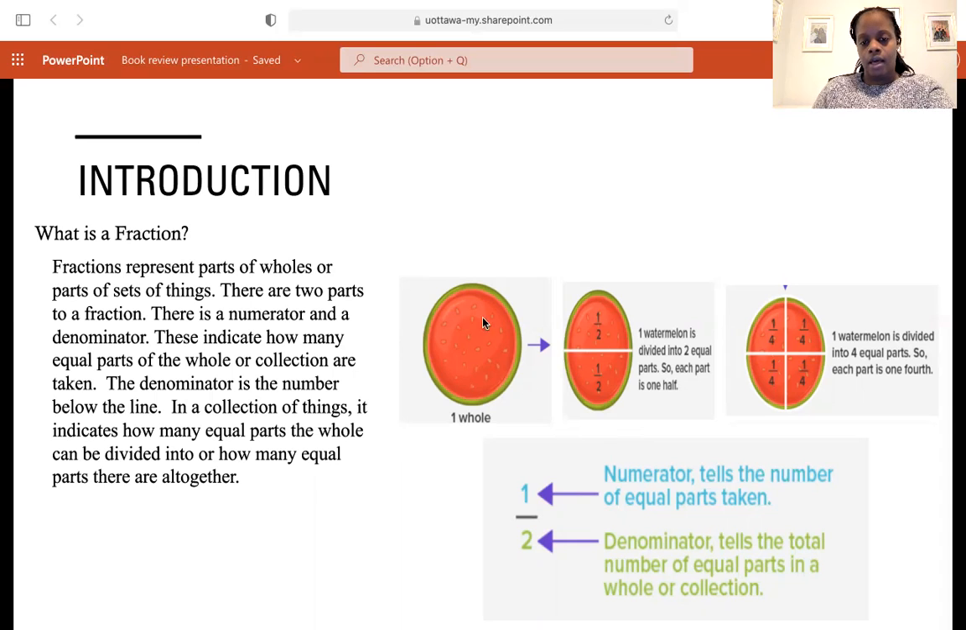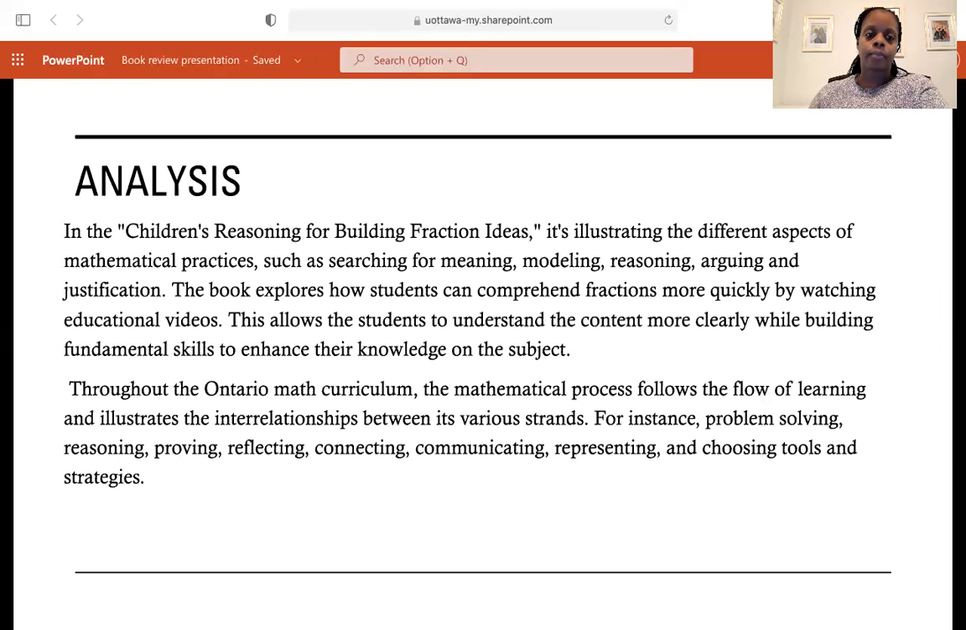Well, this is a watermelon, and it shows the whole watermelon. When it's cut into two halves, or divided into two, you can link it to division and addition, or subtraction and multiplication as well. Here you can see it cut into 4 parts, and we can use the language to call them quarters, so 4 equal quarters. And here it shows that the numerator is on top and the denominator is at the bottom.